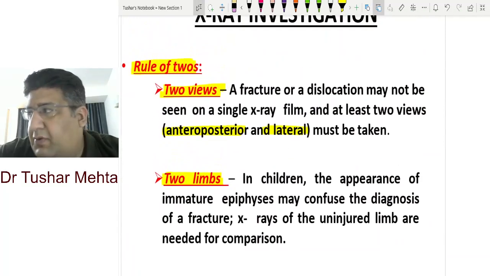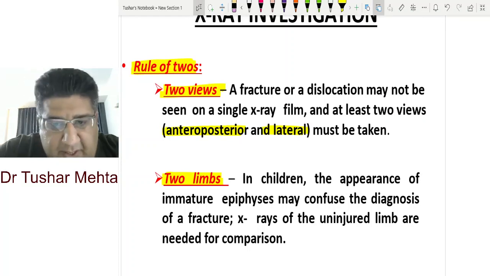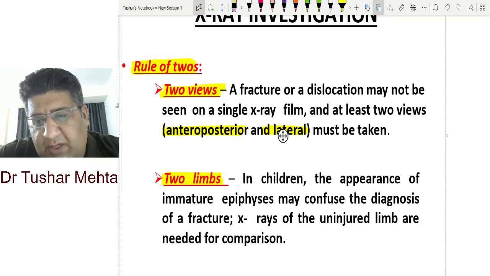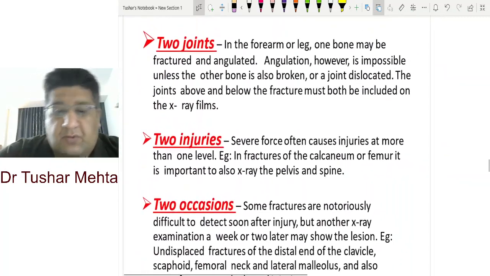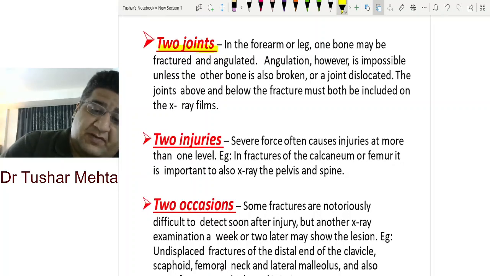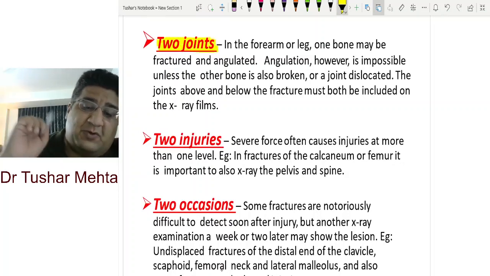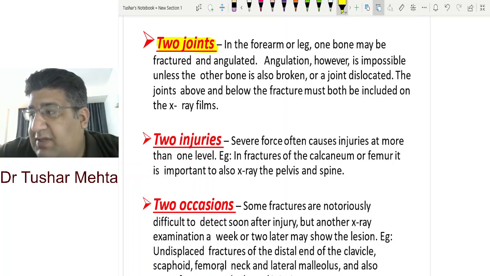So in the rule of two, the first rule is rule of two views, and the next is the rule of two limbs. But that's not yet over. We have a couple more rule of twos, the first one being two joints. I'll give an example about two joints. This is something which usually an intern or a first year resident commits a mistake in.